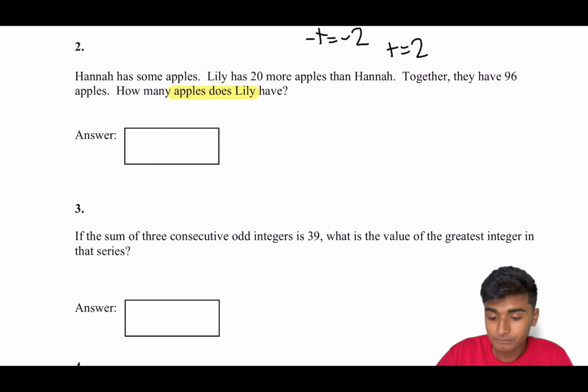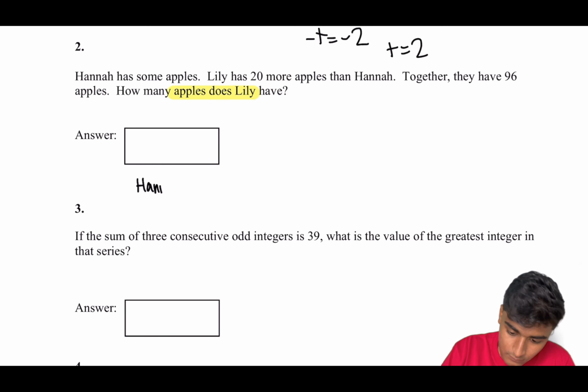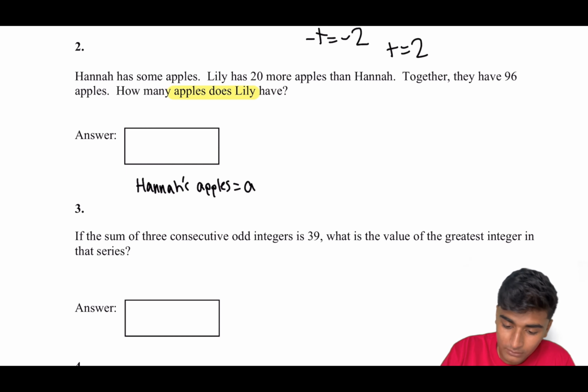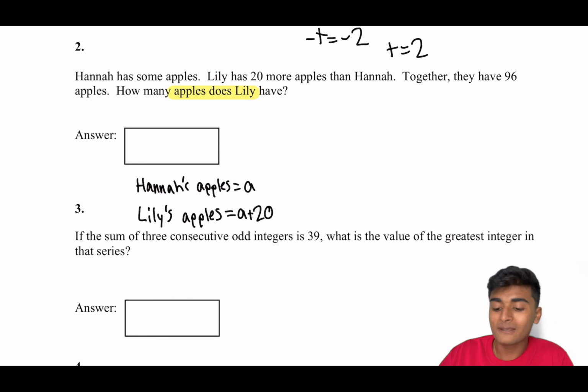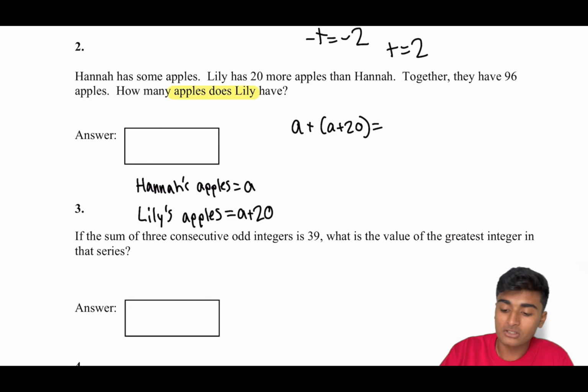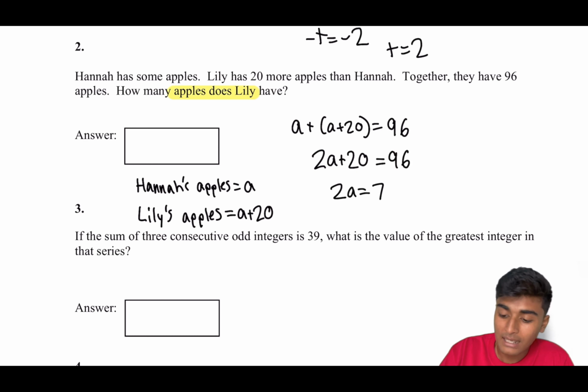Remember this for later. We can set Hannah's apples equal to A, and Lily's apples equaling A plus 20, since Lily has 20 more apples than Hannah. Then we can simply just add these two together, giving us A plus A plus 20 equaling the total number of apples they have, which is 96. Then we can simply solve this again, giving us 2A plus 20 equals 96, 2A equals 76, and A equaling 38.